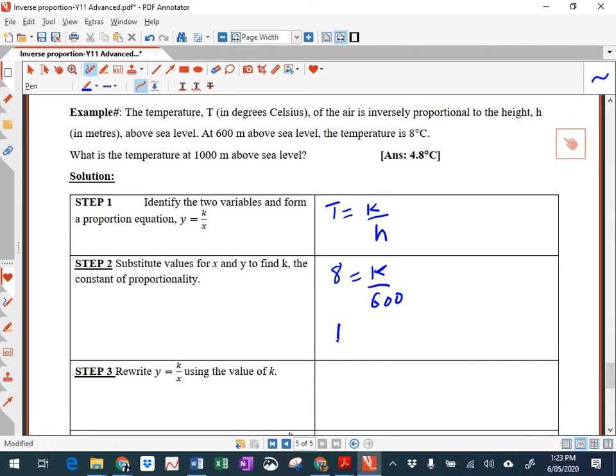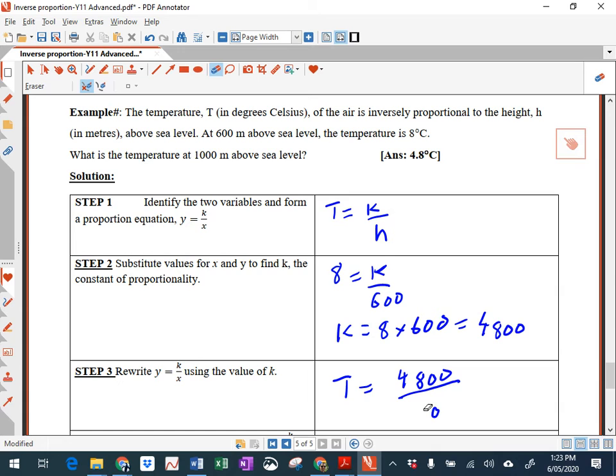So I'm just going to then obviously go 8 times 600 for the K, which is 4,800. Okay, now next step is to update your equation with this value of K. So I can now write down 4,800 over, oh sorry, not 600, that's my bad there. Should be H. Okay, so that's my new equation.